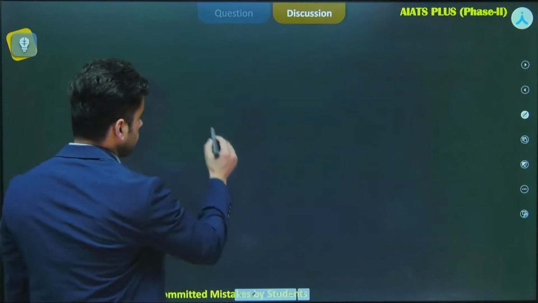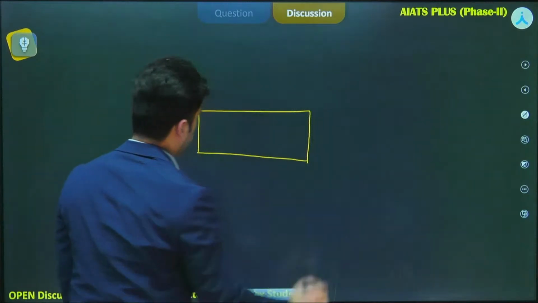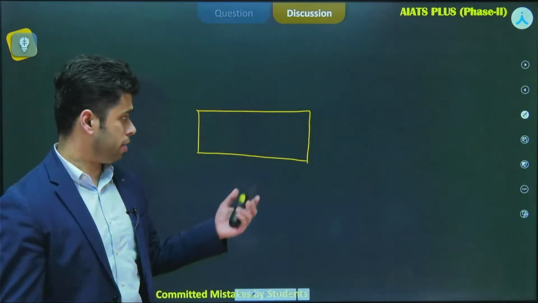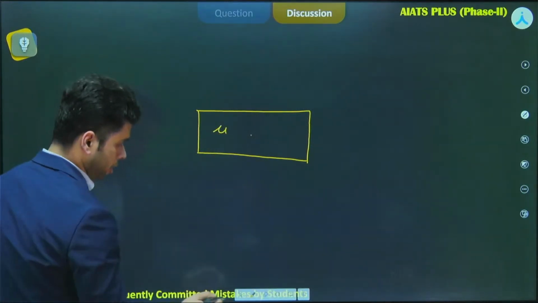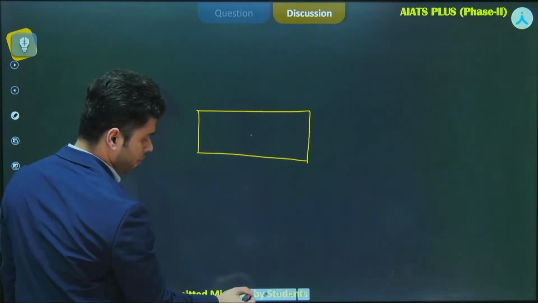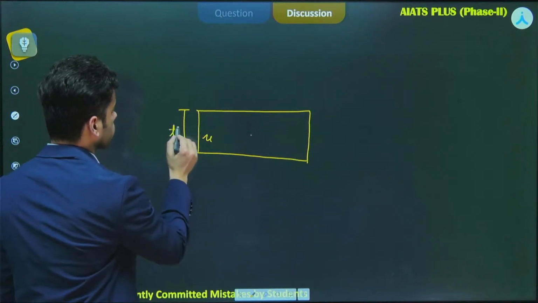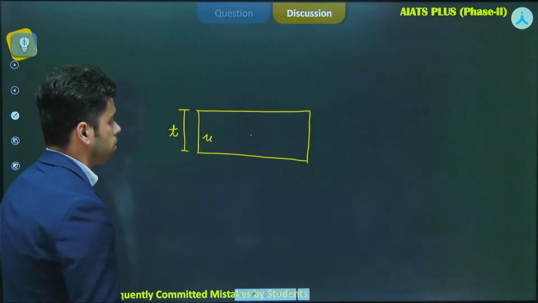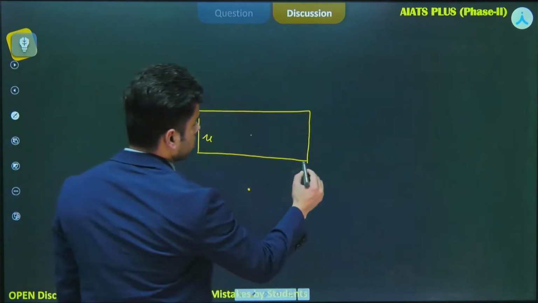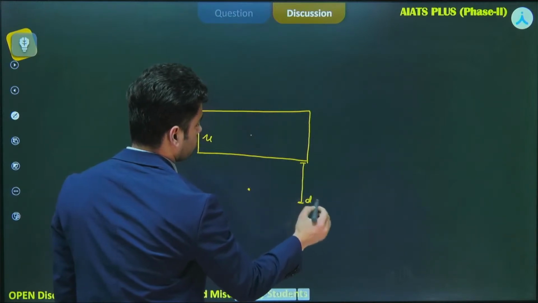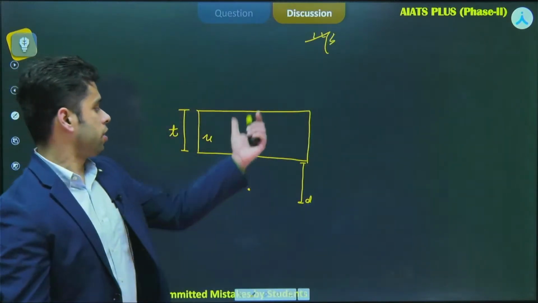So this is my glass slab, right? Let us focus on the concept. First, we'll build the concept that is needed to solve such kind of problems. Please ignore my drawing. This is your glass slab. Let the refractive index be mu, and let the thickness of the glass slab be T. One of the points is here, and suppose that it lies at a distance of D from the glass slab. And the observer is over here, observing this point from here.